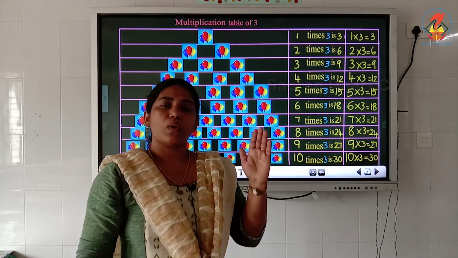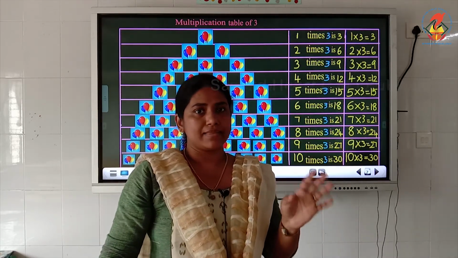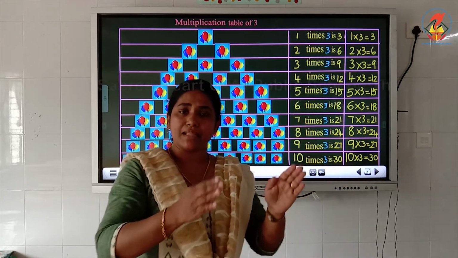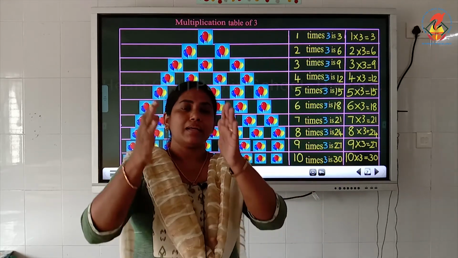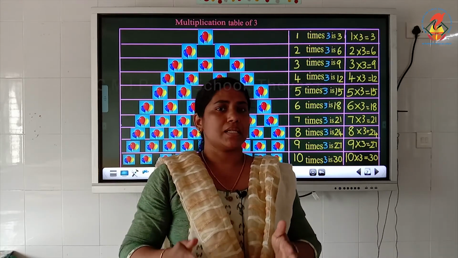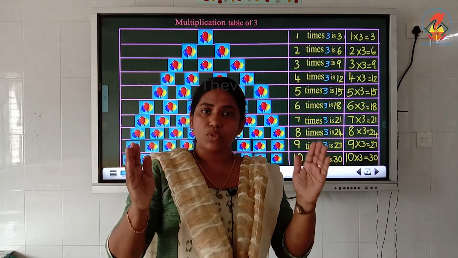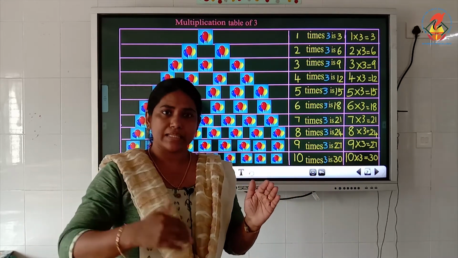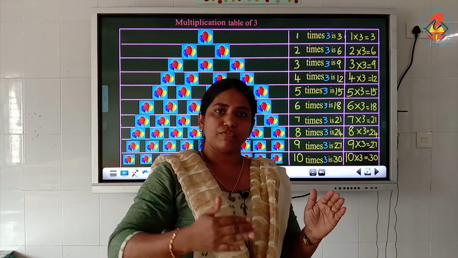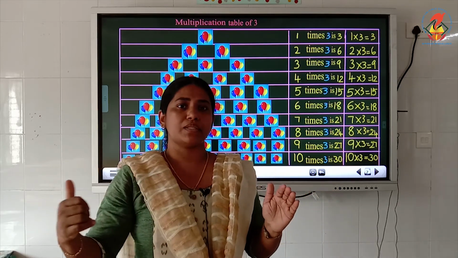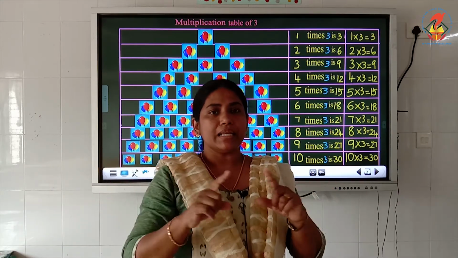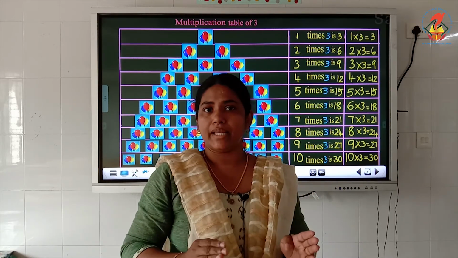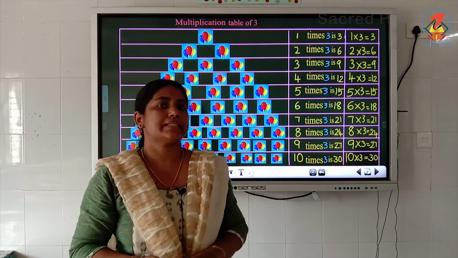Okay, children. So already we studied the tables of 2 and 3. On a piece of chart paper you have to draw a line and write neatly the multiplication table of 2, and in the next column write the multiplication table of 3. And on that same chart paper continue writing the next tables you will study in the next classes, tables of 4, 5, 6. All these tables you have to write and keep in your study room. Every day you have to read and practice these tables.